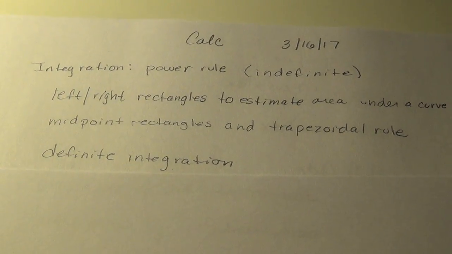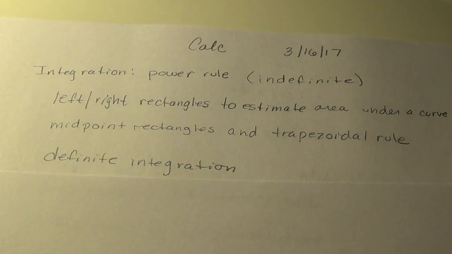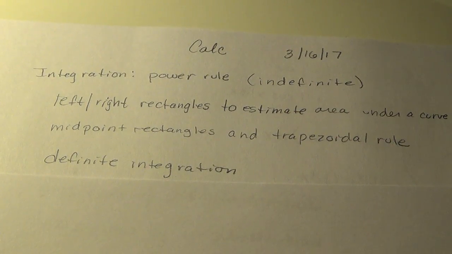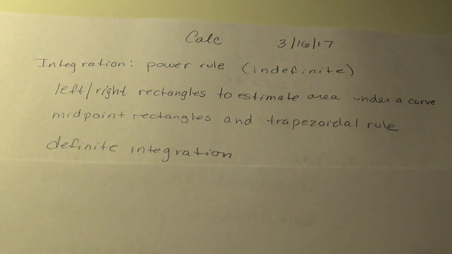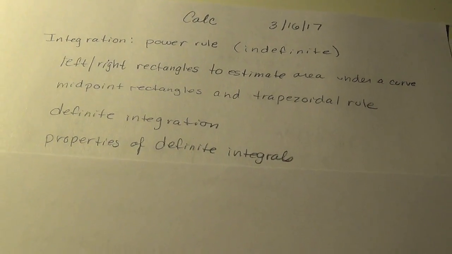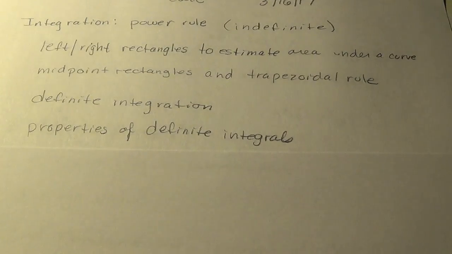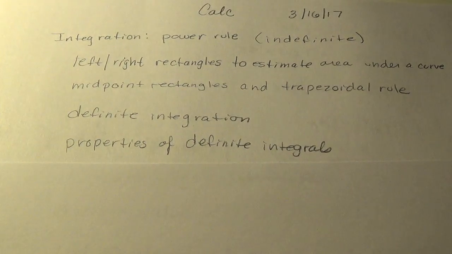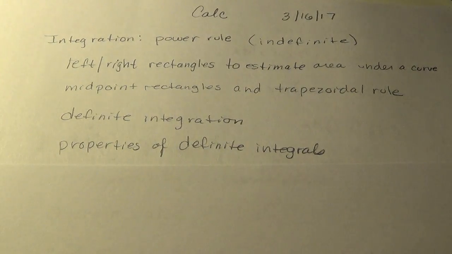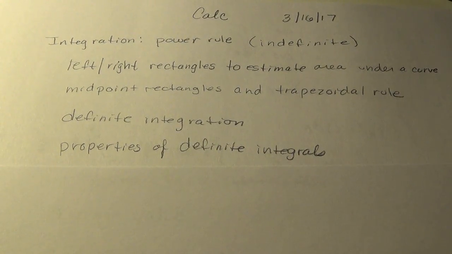Definite integration popped up next, so that's where we actually come up with a number at the end of our integration. We learned properties of definite integrals, and they allowed us to solve certain integrals more easily.